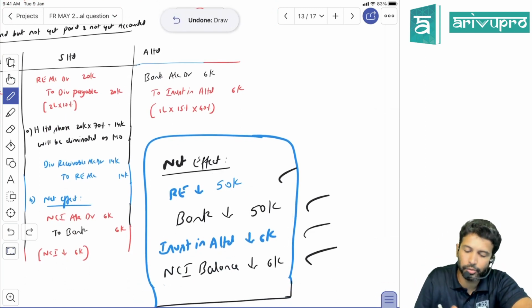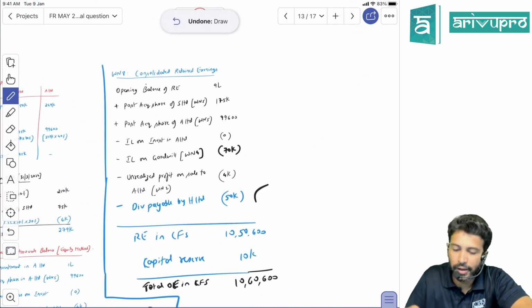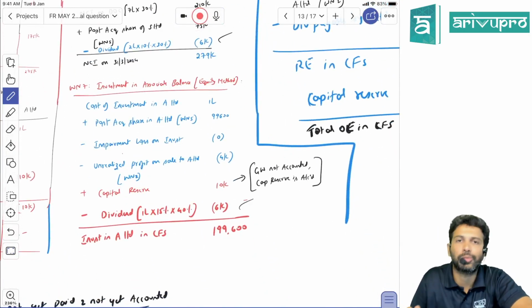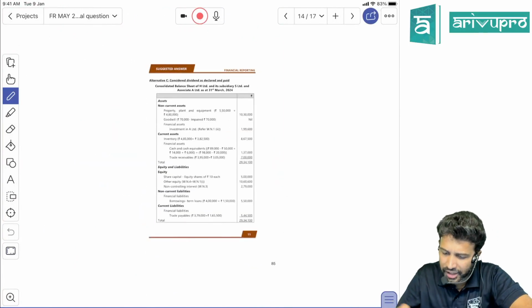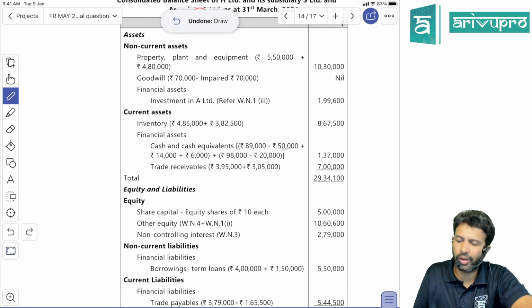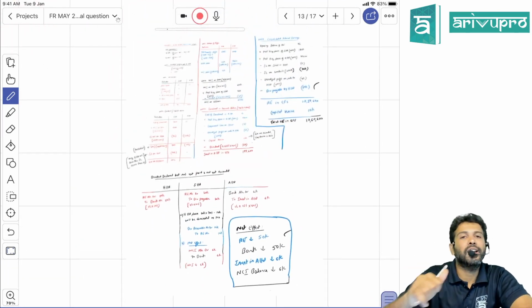So this impact if you give, here if you just check, retained earnings have reduced by 50 over here, in the retained earnings working note. In the NCI working note we have reduced by 6,000. Investment in associate we have reduced by 6,000. Bank account we have to reduce by 50,000. That effect will be given in the balance sheet. In current assets, if you just check, they have reduced over here by 50,000. Okay, and that is the net impact. That's fine. That's all this particular question is about.